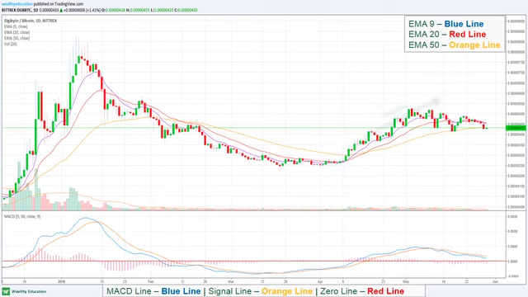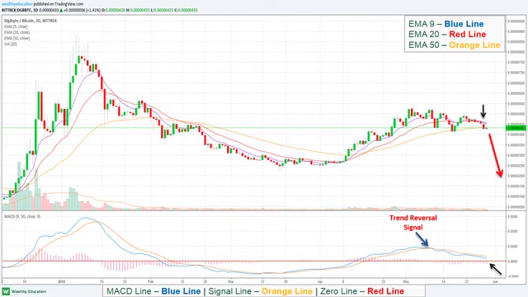We had another uptrend signal here when the MACD line crossed above the signal line again. The uptrend was confirmed when EMA 9 crossed above the EMA 20, and the MACD crossed above the zero line. We had a trend reversal signal here when the MACD line crossed below the signal line. The downtrend will be confirmed when the EMA 9 crosses below the EMA 20 and the MACD crosses below the zero line.